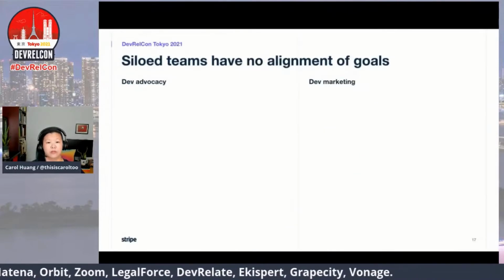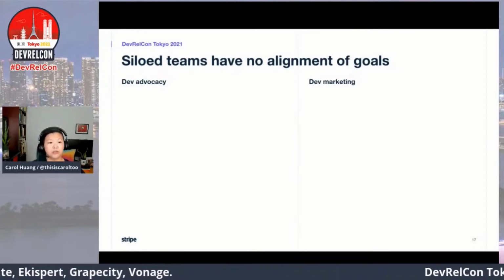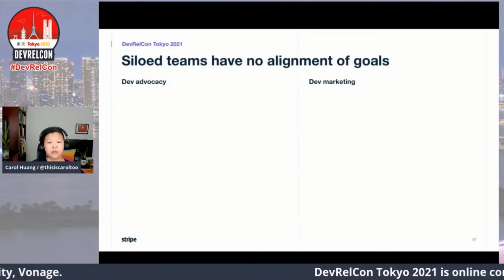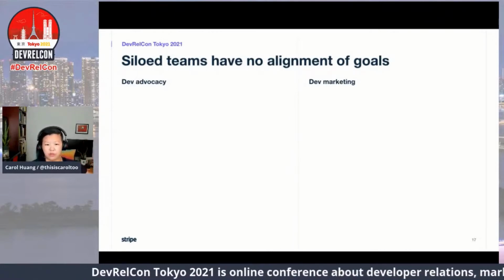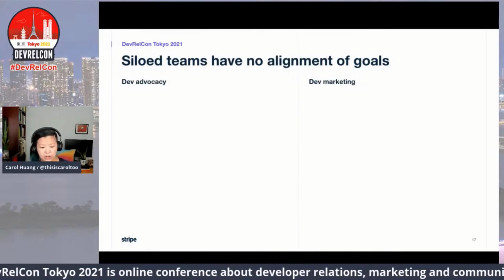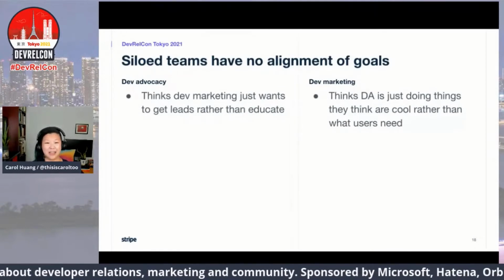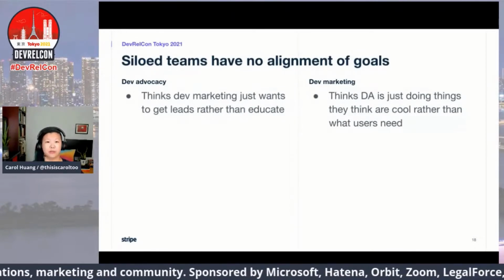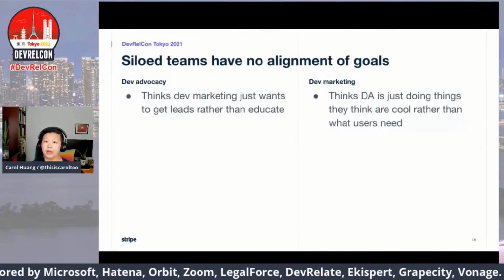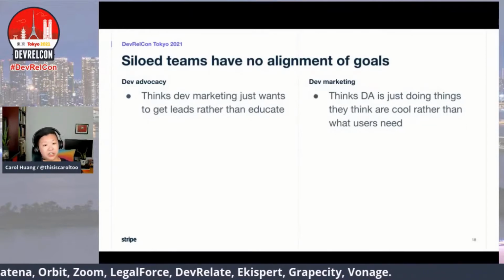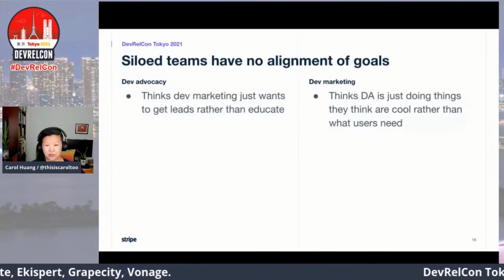The first thing you'll probably realize is that, if you've worked together, and even if you haven't, siloed teams don't have any alignment of goals. As you saw from our previous comparison of DevRel and Dev Marketing, you have Dev Advocacy doing stuff over here, marketing doing stuff over here. And what is the common state of things? Very often, DA thinks marketing is just trying to get leads rather than help devs. This is a common and fair perception because marketing is often reviewed just based on the number of leads you bring in. Marketing might think that DA is just trying to do what's cool to get views rather than serve users. Also a fair call.